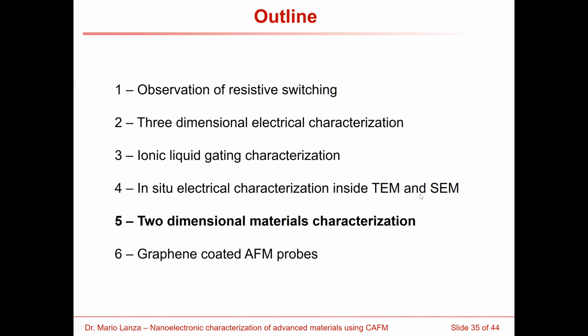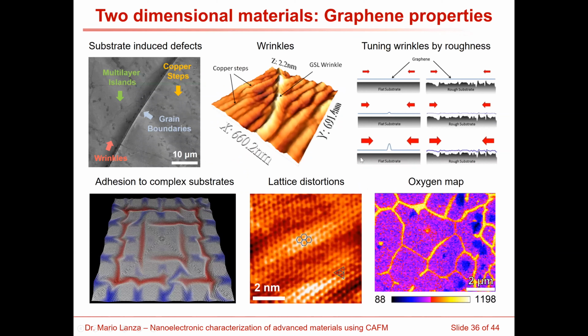In the next section, I wanted to present some results on two-dimensional materials characterization using conductive atomic force microscopy. In this field, I started to work in 2010. First, I used a scanning electron microscope to analyze things like the grain boundaries of the substrate that induce corrugations in the 2D material, multi-layer islands in the 2D material, wrinkles in the 2D material.